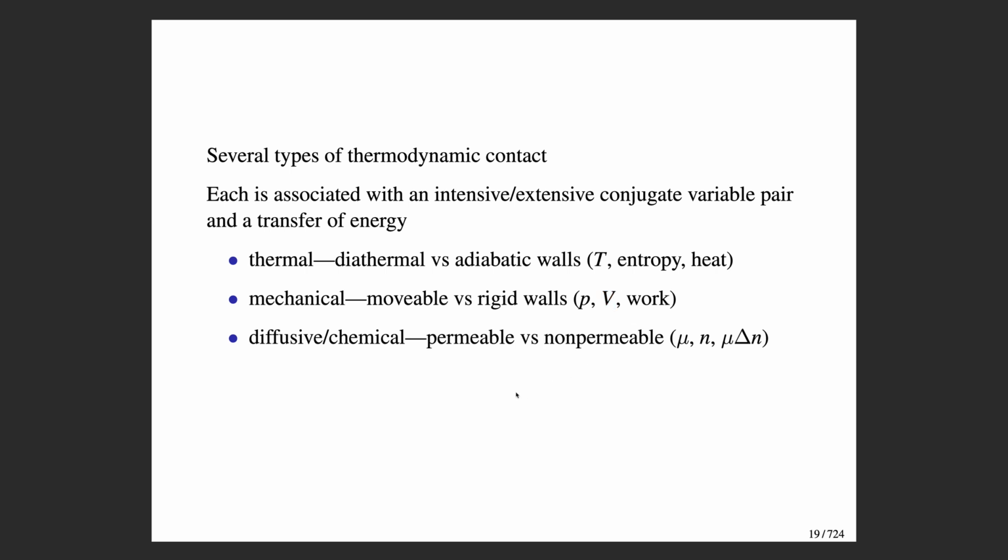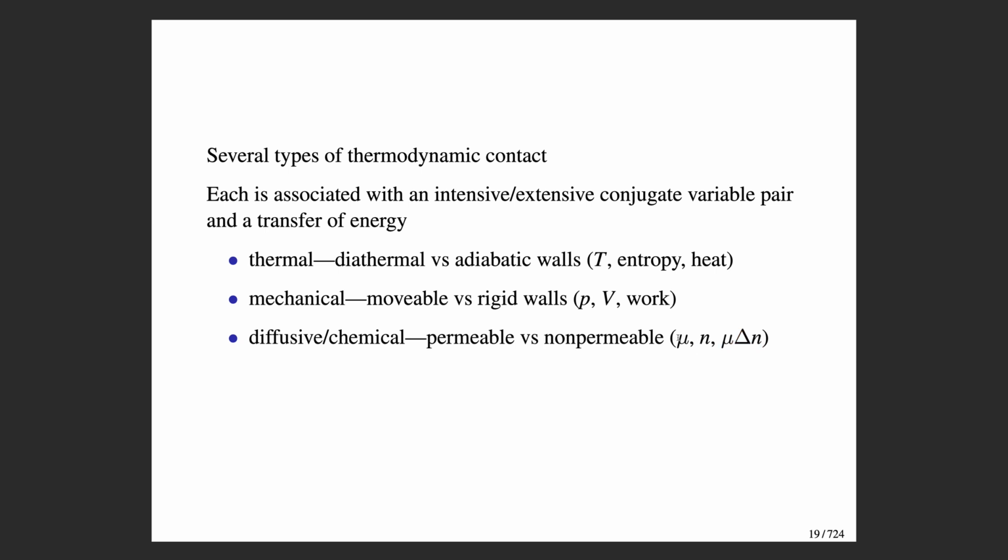Now that we're talking about mixtures and later chemical reactions, we're talking about a third type of thermodynamic contact, so-called diffusive contact or chemical contact, which occurs when you have a permeable wall, a permeable boundary between the system and surroundings. In the case of diffusive contact, we have the chemical potential, which serves as the intensive variable, and the number of moles, which serves as the extensive variable. When the chemical potential within the system is different than the chemical potential in the surroundings for that species, you're going to have spontaneous change occur as long as there's a permeable wall. And then the amount of energy transferred is going to be mu times the change in the number of moles of that substance.